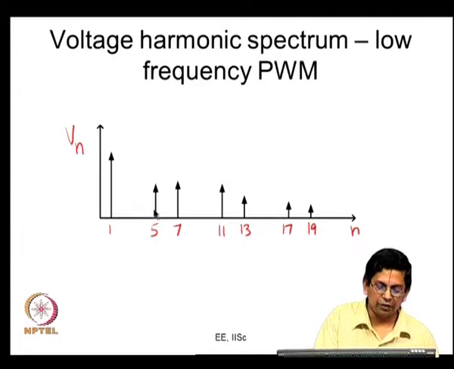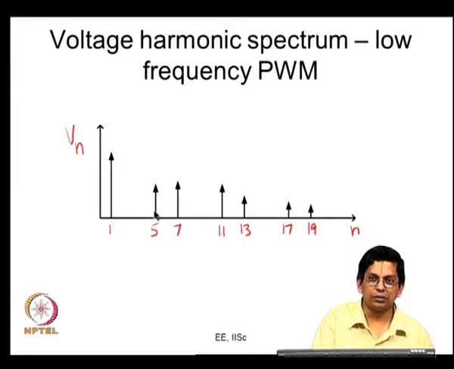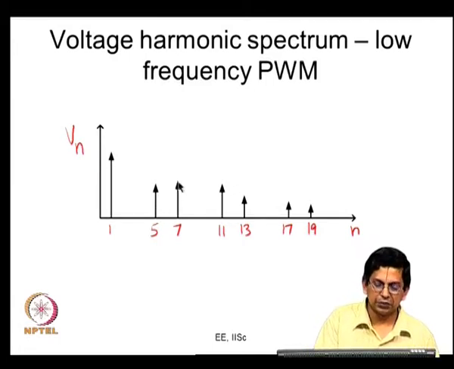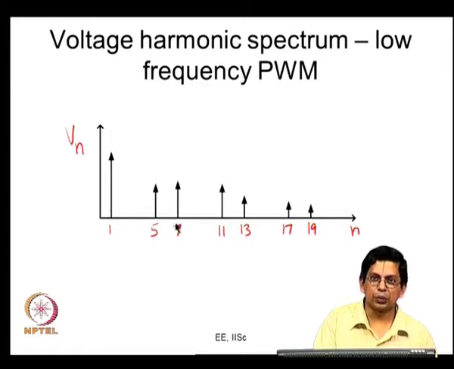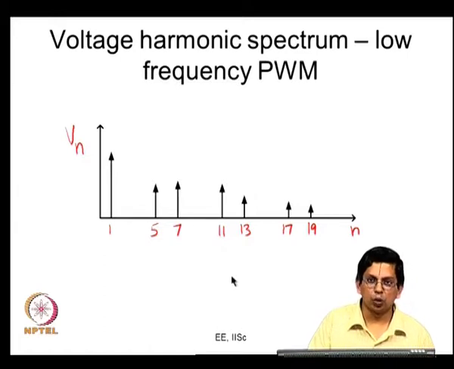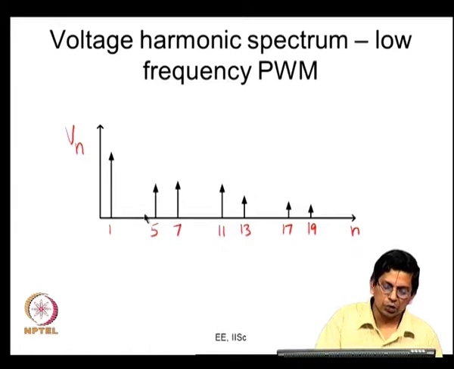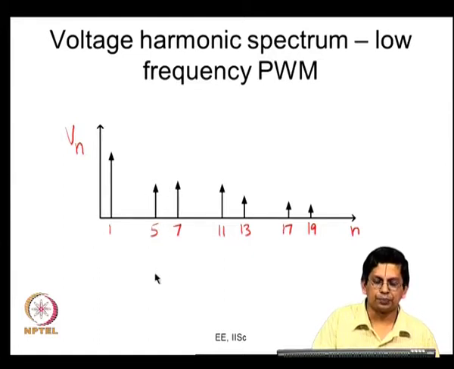So this V5 is certainly going to cause some I5 when applied to a linear load. This V7 is going to cause certain I7 when applied to a linear load. So this is all going to cause 5th harmonic current, 7th harmonic current, 11th harmonic current, 13th harmonic current and so on, for example, when you feed them to an RL load. Now, we are going to feed it to an induction motor load. In an induction motor also, the 5th harmonic voltage will produce 5th harmonic current, and the 7th harmonic voltage will produce 7th harmonic current.